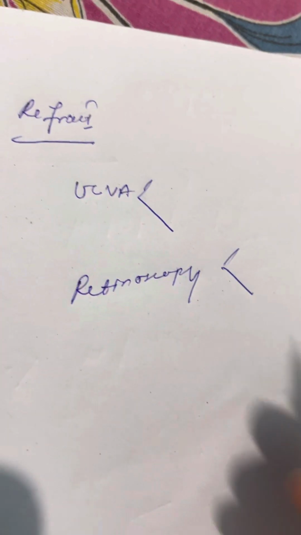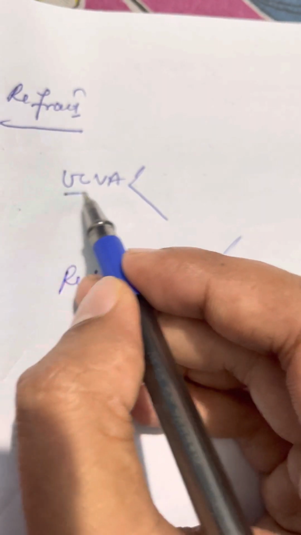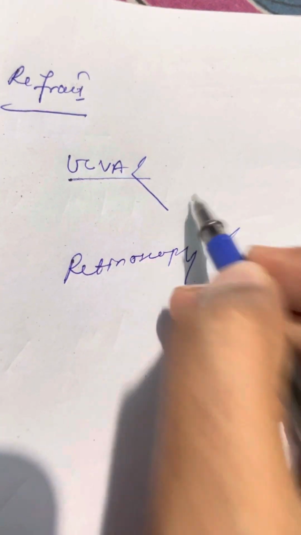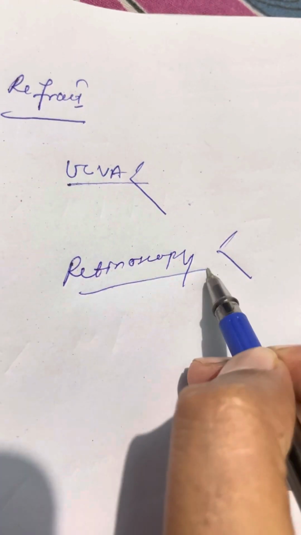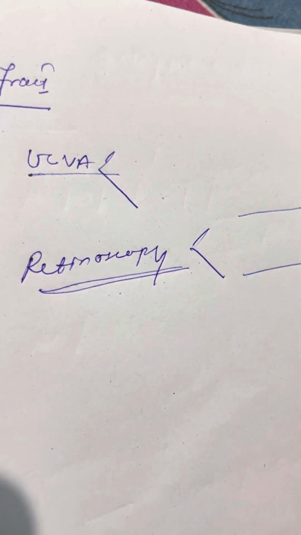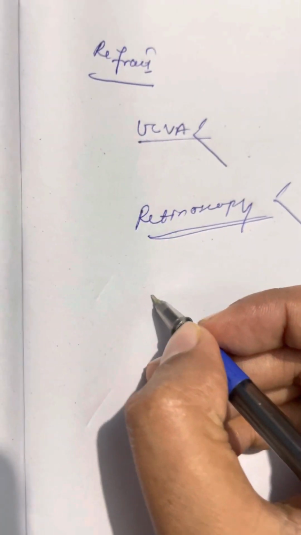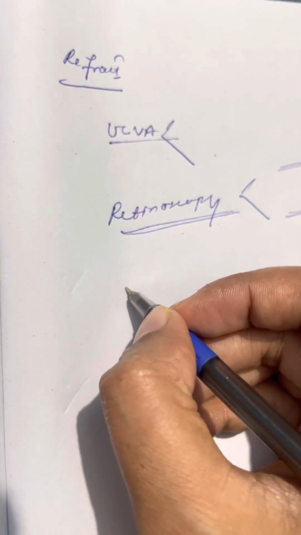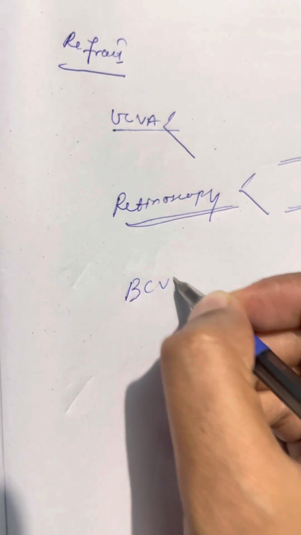The second phase is your refraction. It is very important. You just have to record the uncorrected visual acuity for both distance and near. Then you have to do the retinoscopy. Retinoscopy is mandatory. Don't use AR in this case. Then after the retinoscopy is done, do the subjective refraction, or subjective correction of the refraction. That is your BCVA.